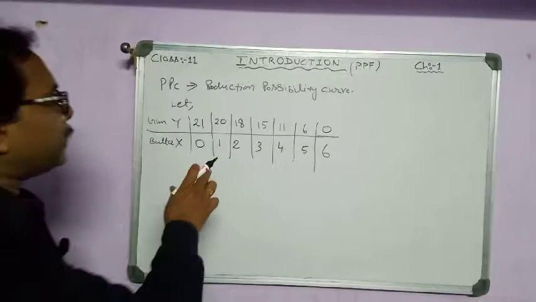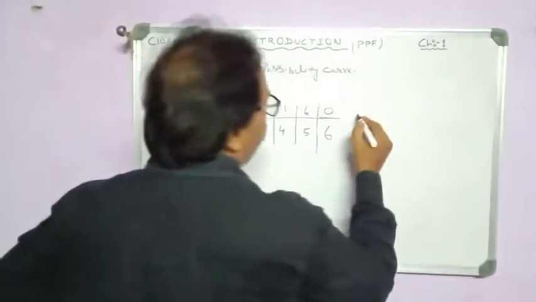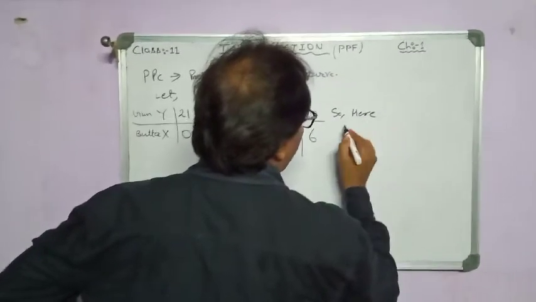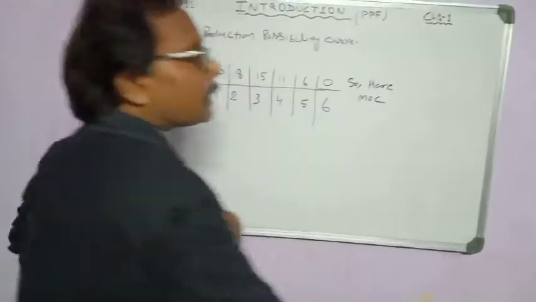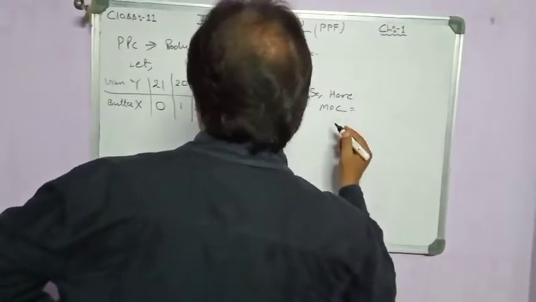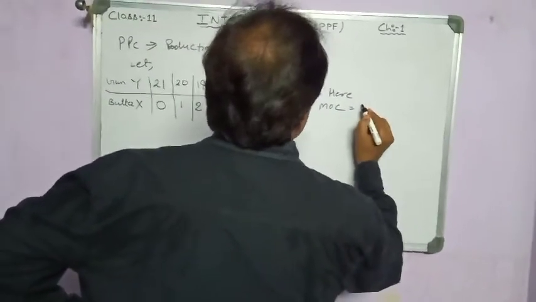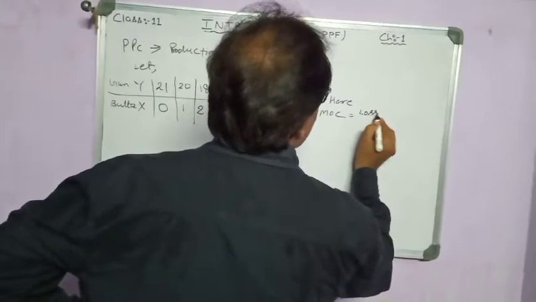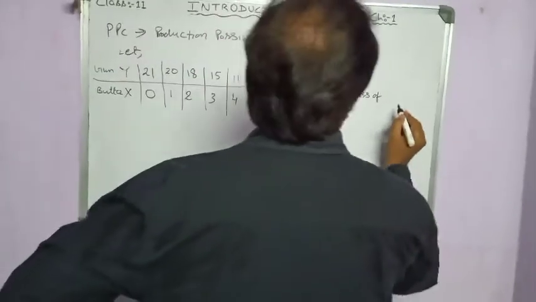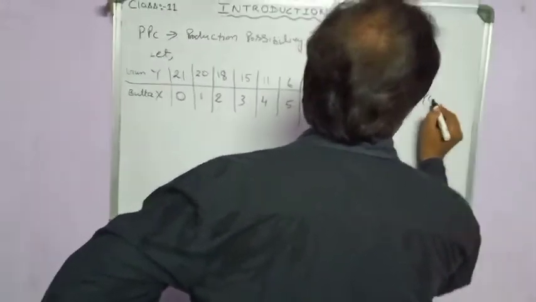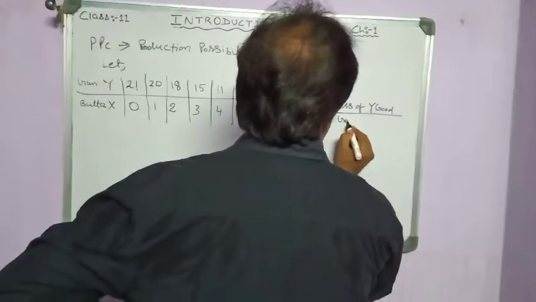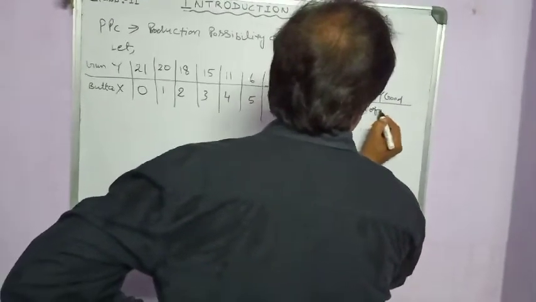So on that basis, what do you find? Here MOC, marginal opportunity cost, is equal to, as I told you, loss of Y goods divided by gain of X goods.